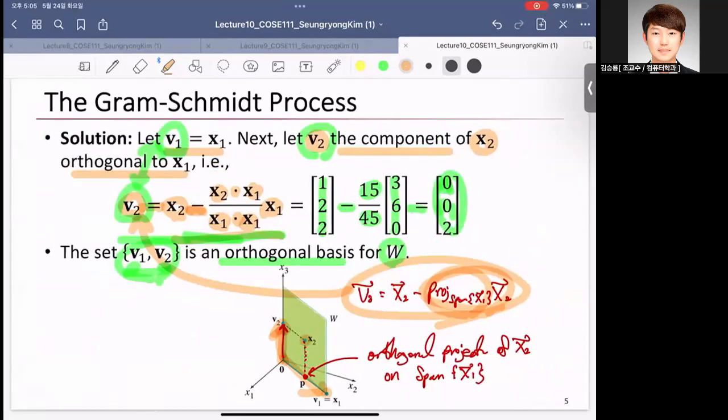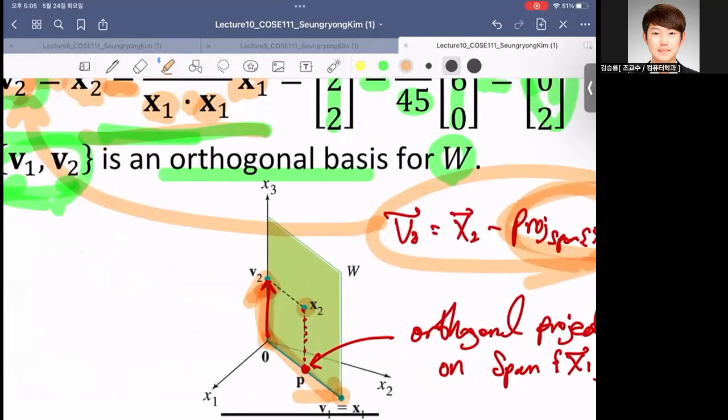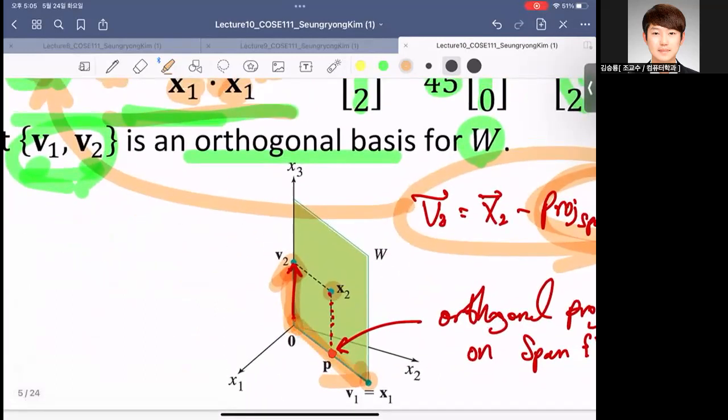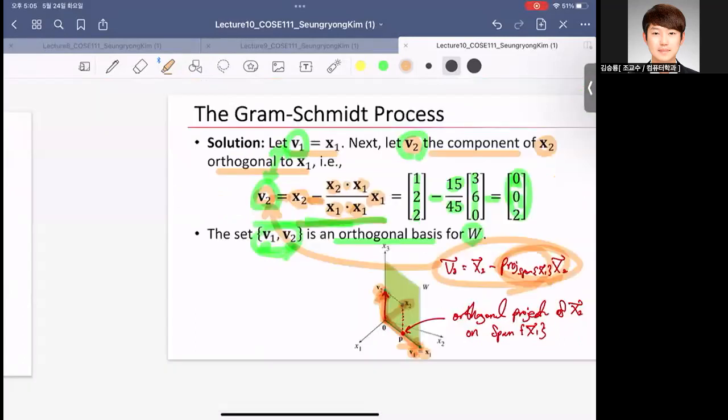Our strategy looks like this. So here is the vector x1 and vector x2. These two vectors are inherently not orthogonal, right? So our strategy is like that. First of all, we just set v1 as x1, and then we want to find v2, which is orthogonal to v1. Then we want to make v1 and v2 an orthogonal basis for the subspace W. This is our strategy.